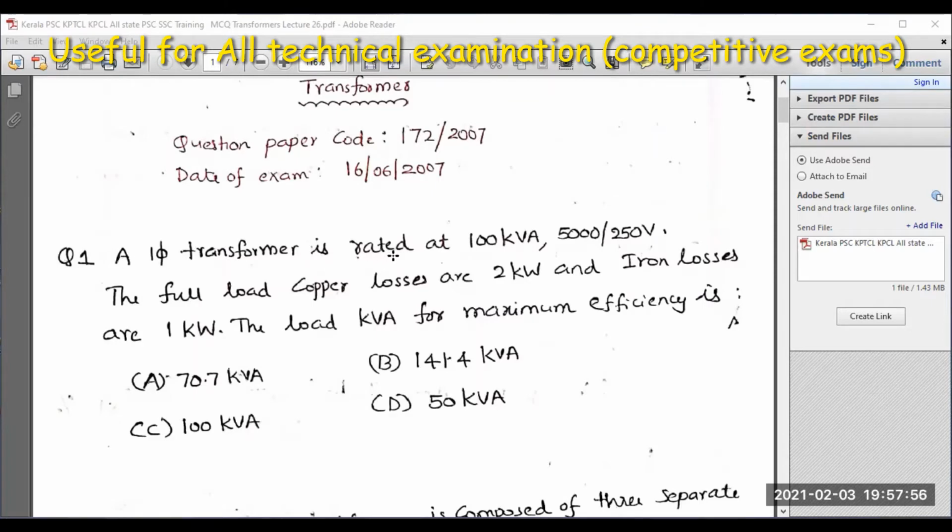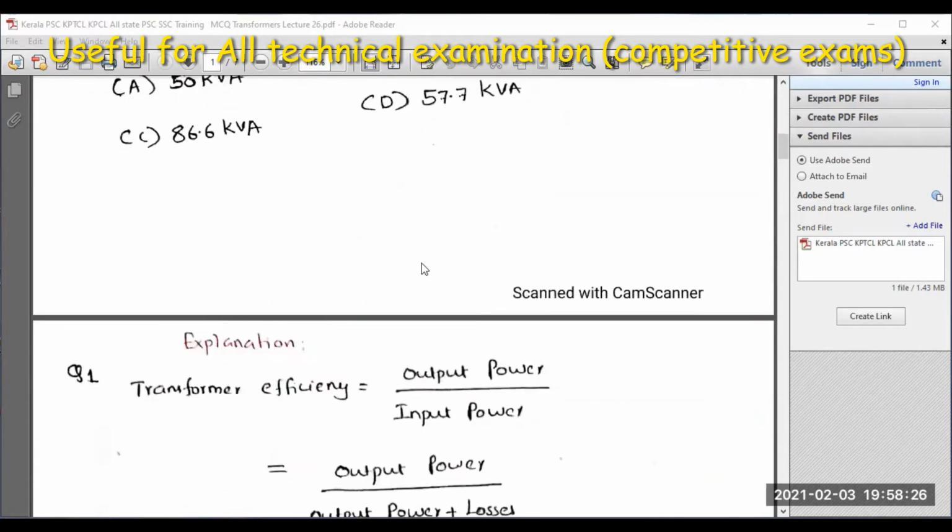A single phase transformer is rated at 100 kVA, 5000/250 volt. The full load copper losses are 2 kilowatts and iron losses are 1 kilowatt. The load kVA for maximum efficiency is: we have four options. You would like to find out the right answer. Before that, you need to know what you mean by transformer efficiency and what is the condition for maximum efficiency. Let us go to the explanation.